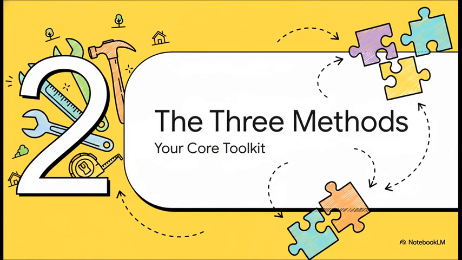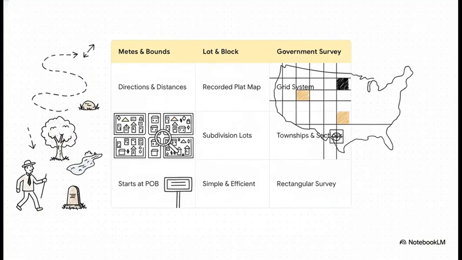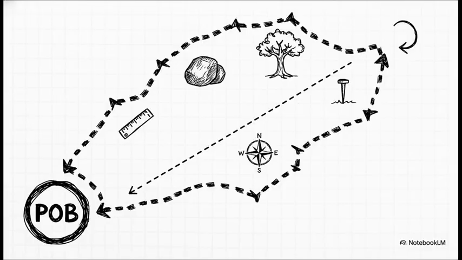All right, so let's get to the good stuff. How do we solve this puzzle? Well, you've got 3 main tools in your real estate toolkit. You need to know all 3 of them inside and out. Let's make this super simple. Think of meets and bounds like you're giving someone very detailed walking directions all the way around a piece of land. Lot and block, that's just like finding an address in a new neighborhood. And the government survey system, well, that's like finding a specific square on a giant checkerboard that covers the whole country. So let's look at the oldest method first, meets and bounds.